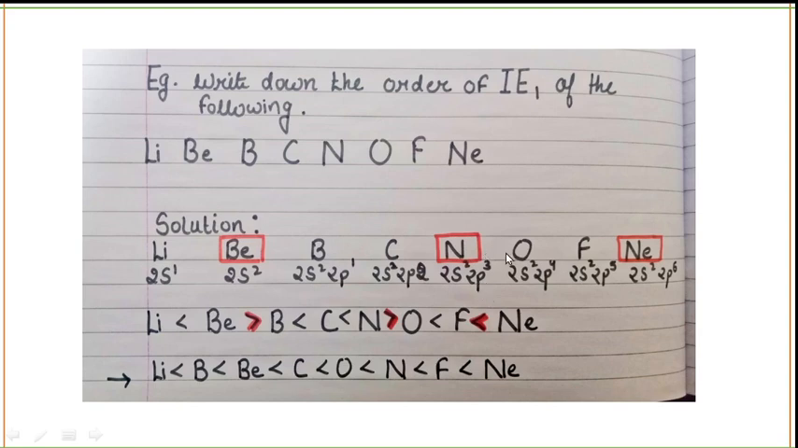Next, in case of nitrogen and oxygen, nitrogen should have the highest amount of ionization enthalpy due to its noble gas configuration. In case of oxygen and fluorine, fluorine should have the higher amount of ionization enthalpy because we are moving along the period. But in case of neon, the maximum amount of energy can be seen because of its noble gas configuration, due to its fulfilled condition. So here comes the final outcome of this result, as you can see here.